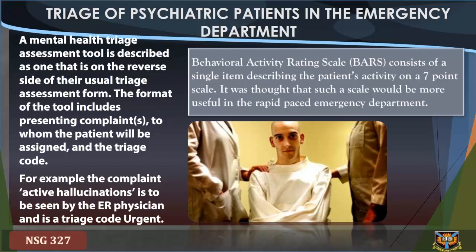Behavioral Activity Rating Scales (BARS) consist of a single item describing the patient's activity on a 7-point scale. It was thought that such a scale would be more useful in the rapid-paced emergency department. The advantage that the BARS tool has is that in addition to predicting which patients will need psychiatric management interventions, such as sedating medications or restraint, it can also be used as a serial means of observing and documenting changes in patients' behavior and also improve communication between emergency care providers.